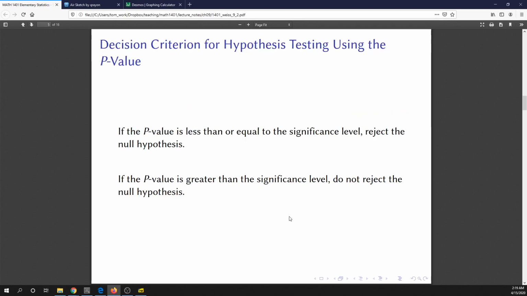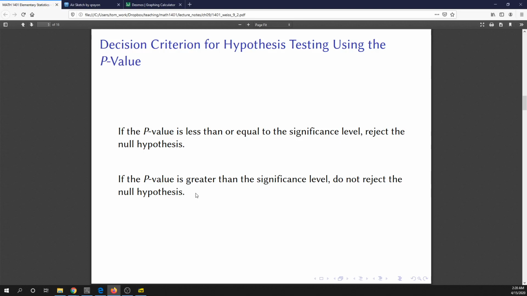All right, so that's what the p-value is. So how you make your decision is, what you're going to do is calculate this p-value, and we'll tell you how to do that in just a second. Then you're going to compare it to the significance level. If your p-value is less than or equal to the significance level, you're going to reject the null hypothesis. If the p-value is greater than the significance level, you do not reject the null hypothesis, and that's it.